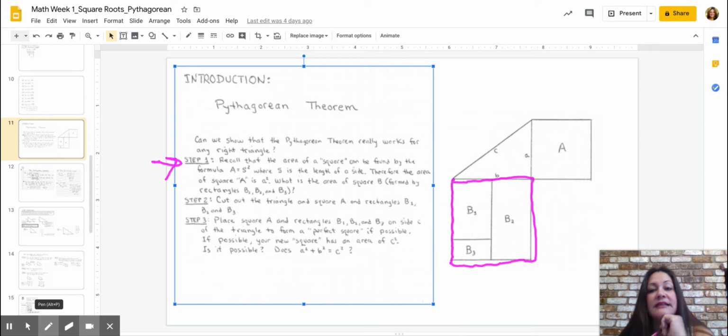Step 2 says, cut out the triangles and square A and rectangles B1, B2, and B3. Place square A and rectangles B1, B2, and B3 on the side C of the triangle to form a perfect square if possible. So if possible, your new square has the area C squared. Okay, so does that work? Let's go ahead and find out.